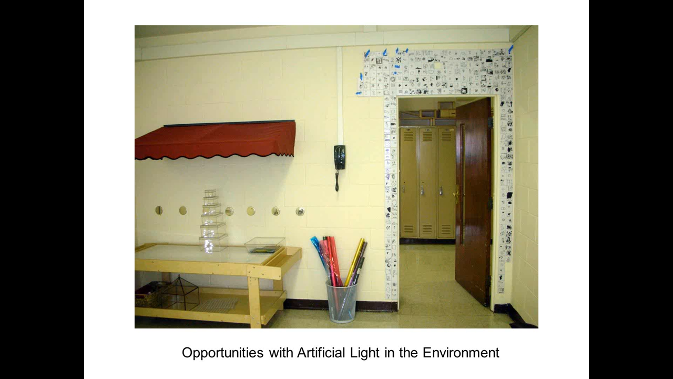Thinking about how we can enhance those kinds of possibilities within our own environment. In this case, this is a light table, and above it, they mounted a small awning so that it would cast a shadow over the light table and further enhance the light source. And you can also notice the small round mirrors that were mounted on the wall behind it, just to even further enhance the reflection of the light.